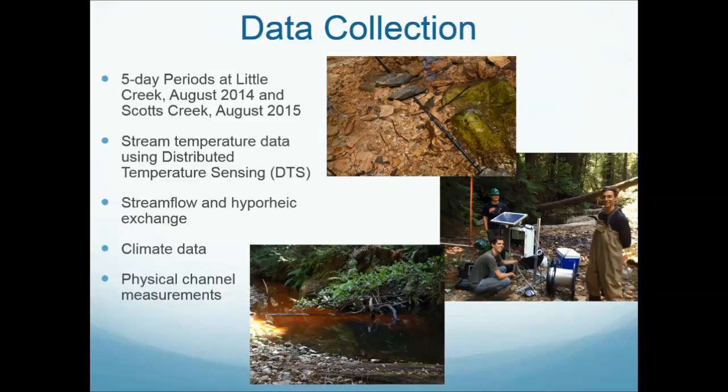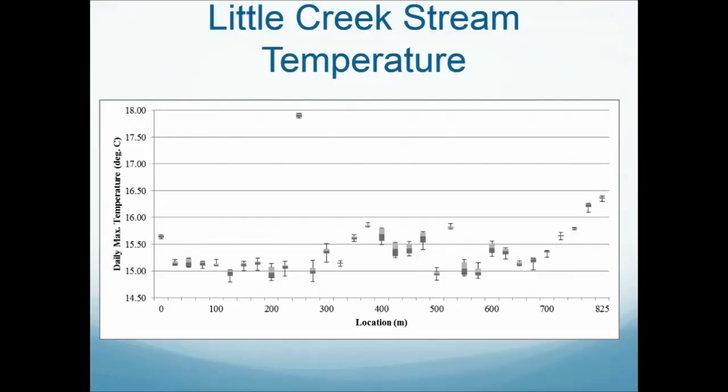We collected climate data to give us an idea of what the energy exchanges were from the atmosphere toward the water. And finally, one of our objectives was, okay, this is pretty complicated. Are there some simple measurements that we can make, simple channel measurements that we can make that may actually tell us some of these more complex processes or indicate where we have a risk of downstream temperature effects or not?